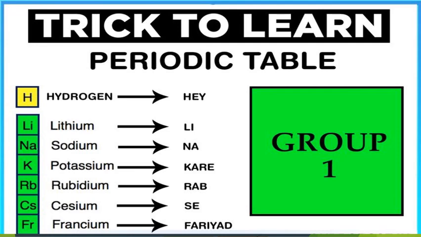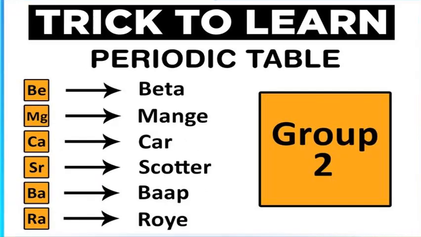So this is the same trick. First group element, that is हेलिना करे रब से फरियाद, हाइड्रोजन, लिथियम, सोडियम, पोटेशियम, रुबिडियम, सीजियम, फ्रांसियम. Group first elements. Second group elements, that is बेटा मांगे कार स्कूटर बाप राजी या रोए, बेरिलियम, मैग्नीशियम, कैल्शियम, स्ट्रोंसियम, बेरियम and radium.